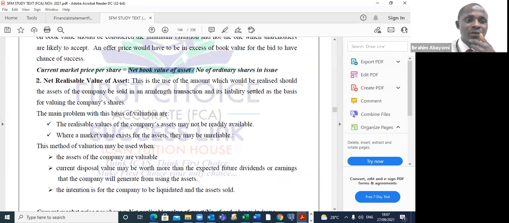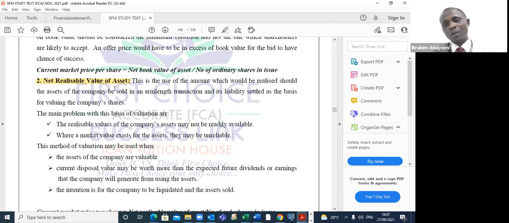Now, number 2, net realizable value of asset. Net realizable value is also known as the market value of asset. That is when we are valuing the asset of the company based on the amount that will be realized if the asset is to be sold in the open market.